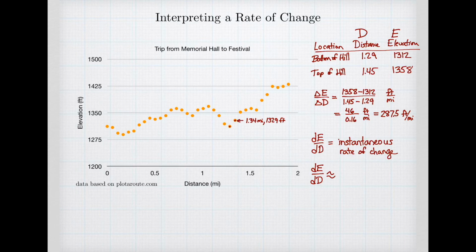What I'll have is my ending elevation, 1329, minus my starting elevation, 1312, and divide that by my ending distance traveled minus my starting distance traveled. And this is still feet per mile. My estimate for my instantaneous rate of change is going to be much closer. And I get that my rate of change, and again, this is technically an average rate of change, but it's a better estimate of the instantaneous, is 340 feet per mile, a bit steeper than we had overall.